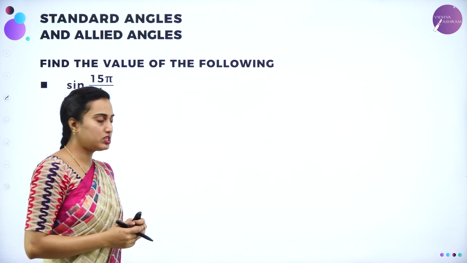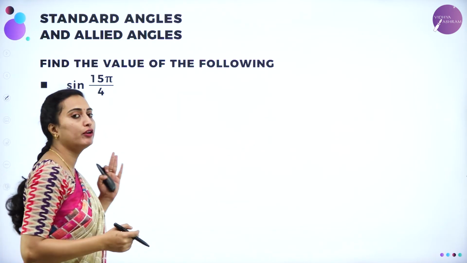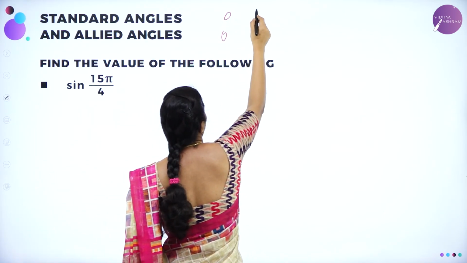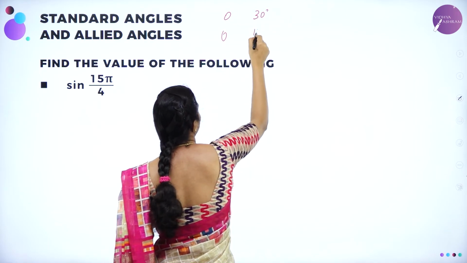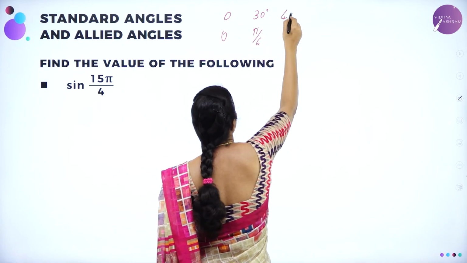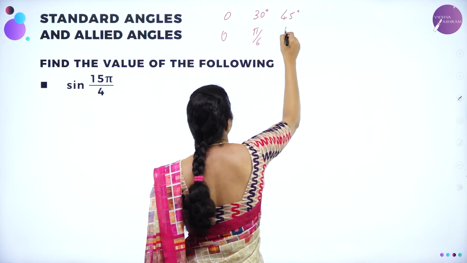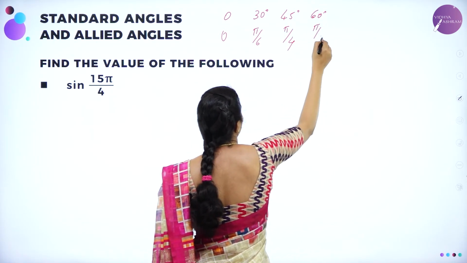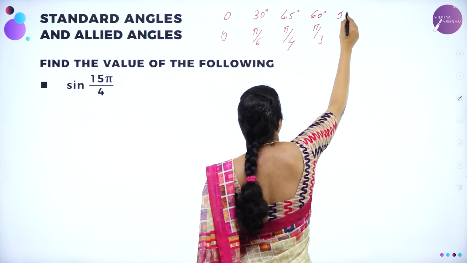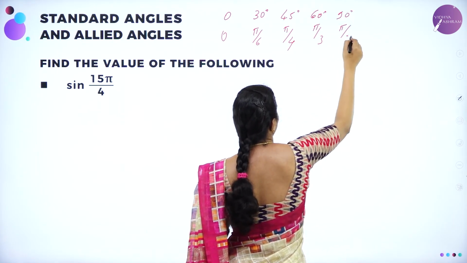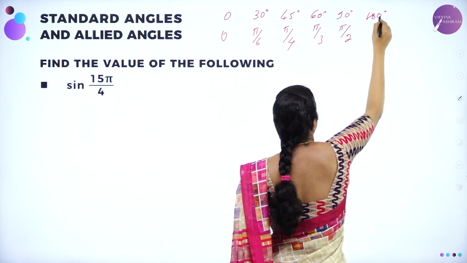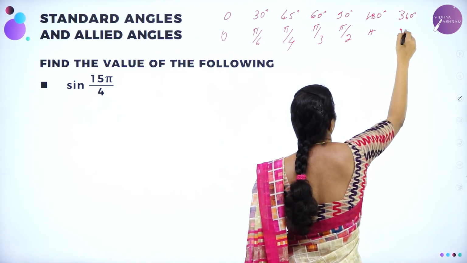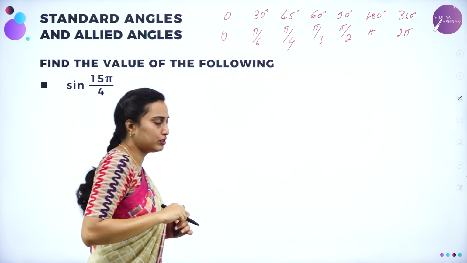What they asked next is sine 15 pi by 4. Dears, remember that 0 degree is 0 radian and 30 degree is nothing but pi by 6. 45 degree is pi by 4, and then 60 degree is pi by 3, 90 degree is pi by 2, 180 degree is pi, 360 degree is 2 pi. These are all you have to remember to solve the problem.